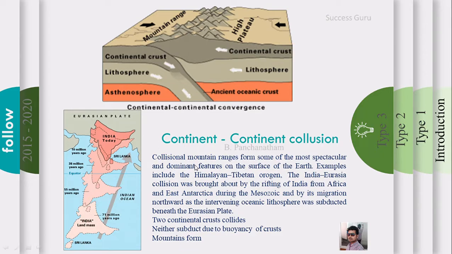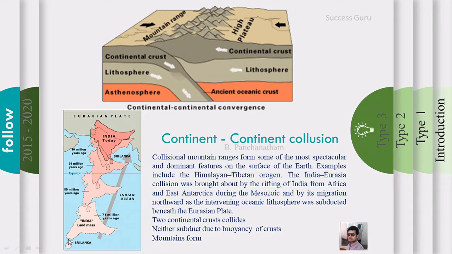So the collisional mountain ridge forms some of the most spectacular and dominant features on the surface of the earth. We know that divergent boundaries form depressed linear features, and convergent boundaries form upthrust linear features, right? The example includes the Himalayan-Tibetan orogeny, in which the Indian-Eurasian collision was brought about by the rifting of India from Africa and East Antarctica during the Mesozoic and by its migration northward as the intervening ocean lithosphere was subducted.